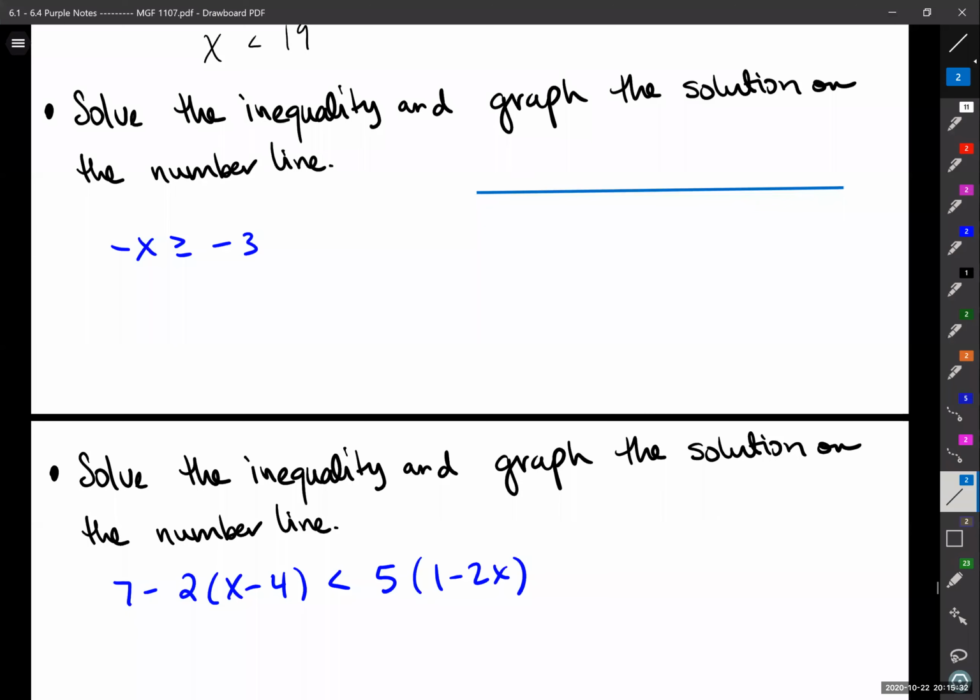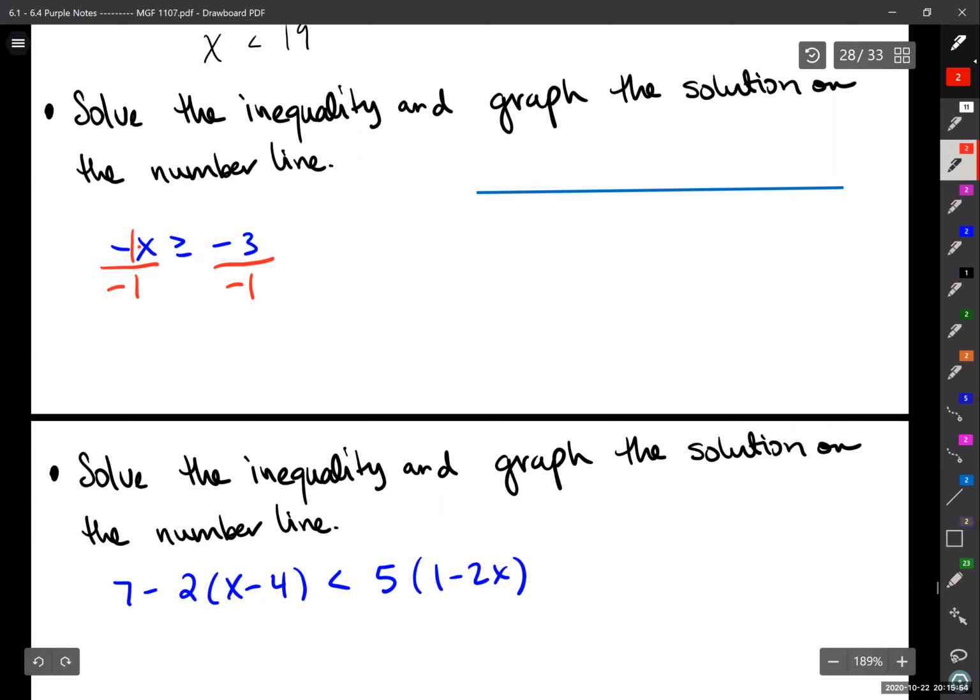Would we agree x is almost by itself? Just the minus x, that's the same thing as saying minus 1 times x. We'd want to be able to see that. We just don't write the minus 1 because it's implied. So negative x is negative 1 times x. So if you want to get x by itself, I'll need to divide both sides by negative 1.